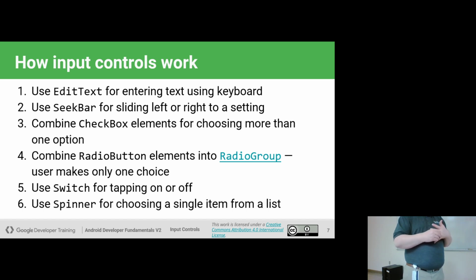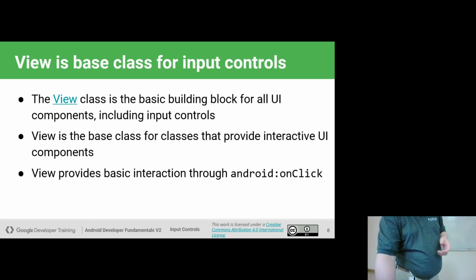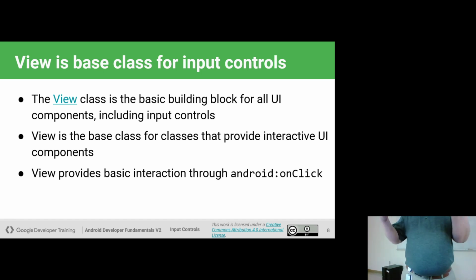Switches, turning things off and on, spinners, choosing from a list of items. So every view that we have, every widget, every control that you're going to see, all of these are subclasses of the view class, which provides the basic functionality, the base work for everything, right? Like onClick is available for every one of these widgets because it's in the view class. So all of these can handle the onClick event, although more often than not, we may also want to handle some more specific events that are specific to a particular kind of control.